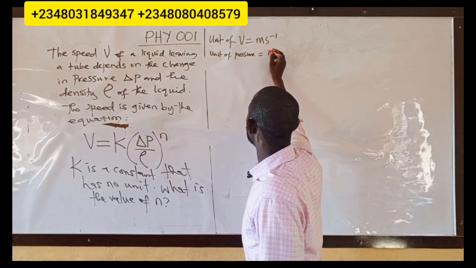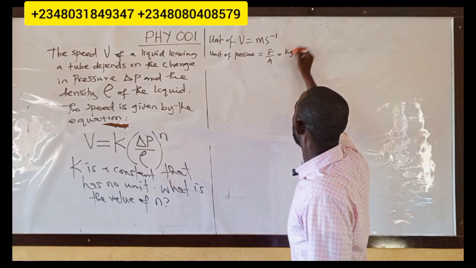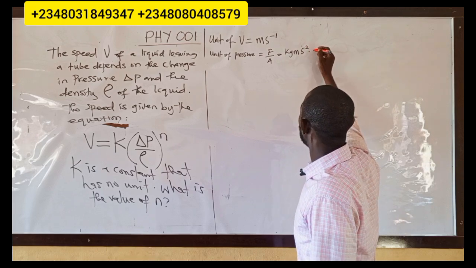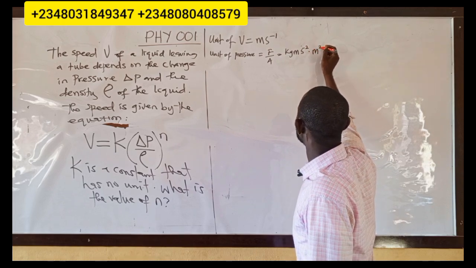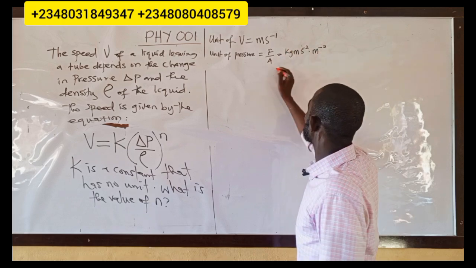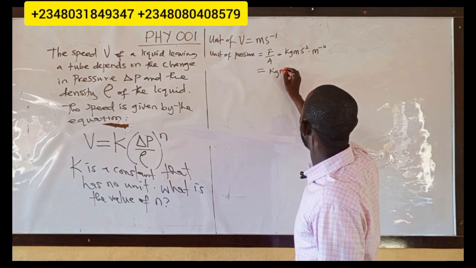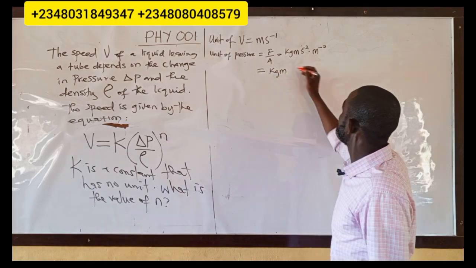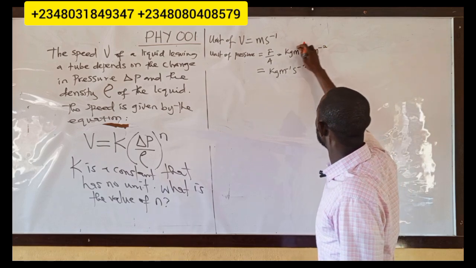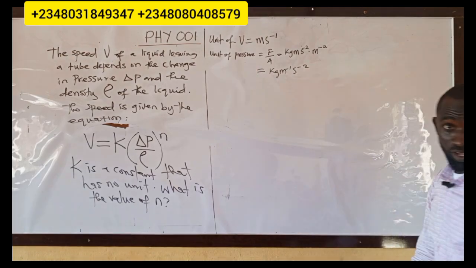What is the unit of pressure? First of all, pressure is force over area. Force is mass times acceleration, so kg meters per second squared. Then divide by area, m squared, so it goes up and becomes minus 2. So everything becomes kg meters to the minus 1 seconds to the minus 2. This is minus 2, this is 1, and 1 minus 2 is minus 1. So this is the unit of pressure. Are you with me?